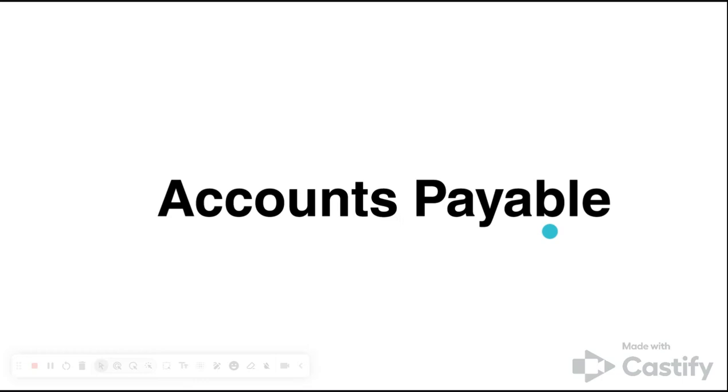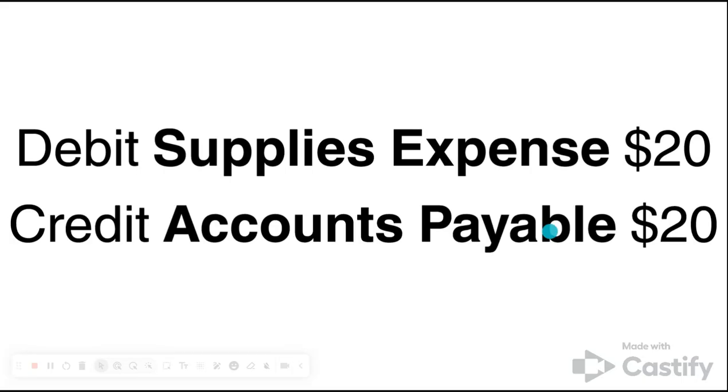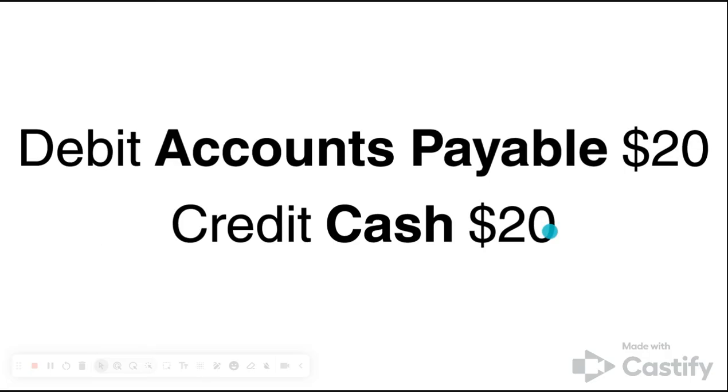But since you haven't paid it yet, you record something called accounts payable. Think of accounts payable as money that your business owes to someone else. The journal entry would be debit supplies expense $20 and credit accounts payable $20. And the next week when you pay the supplier, it changes to debit accounts payable $20 and credit cash $20. The expense was already recorded earlier. Now you're simply paying off what you owe. Again, accrual accounting focuses on when things happen, not when cash moves.